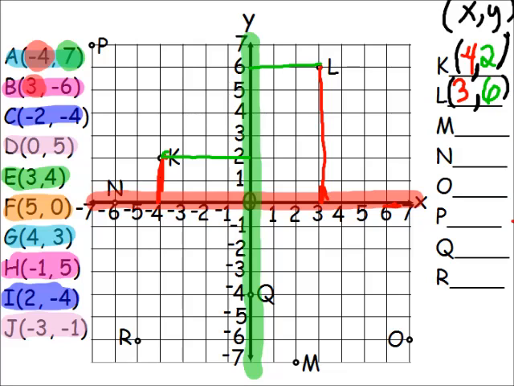Let's do one more together, and then I'll have you try the rest on your own. M is all the way down here, and it intersects the x-axis, you can see, at 2, and the y-axis at negative 7. Pause the video and try the remainder on your own.